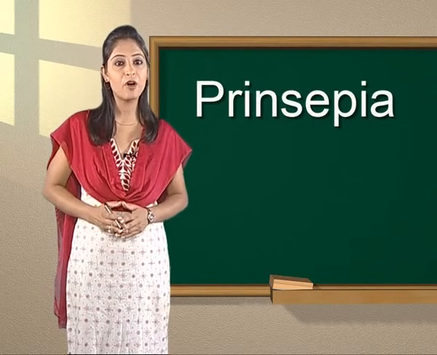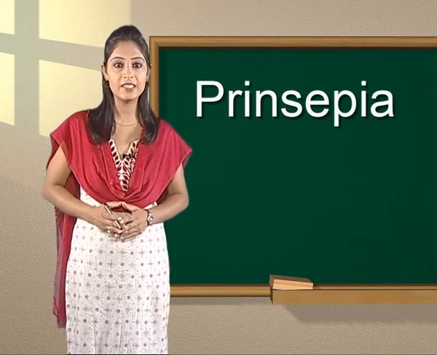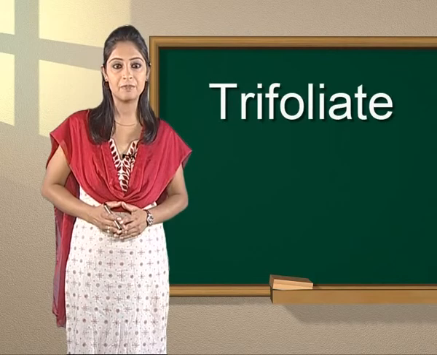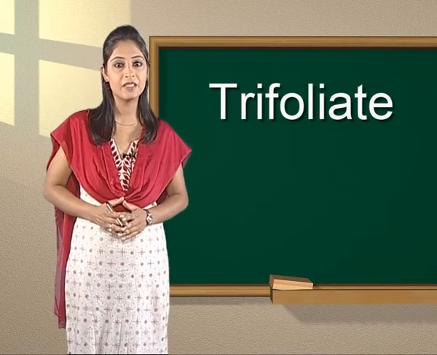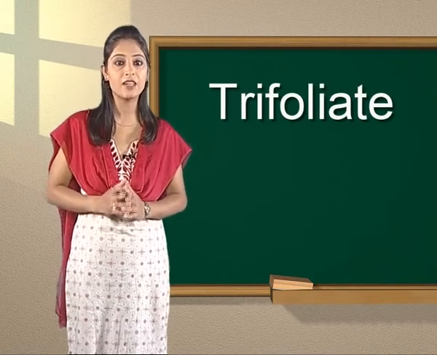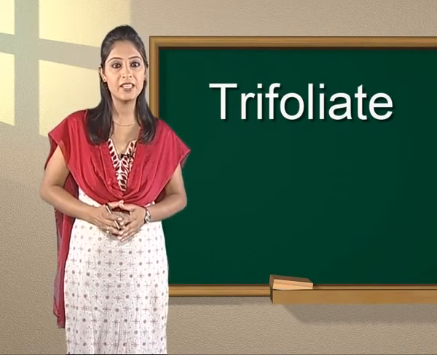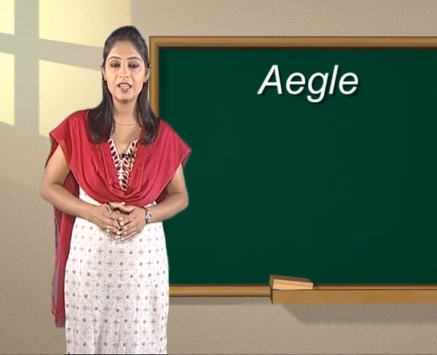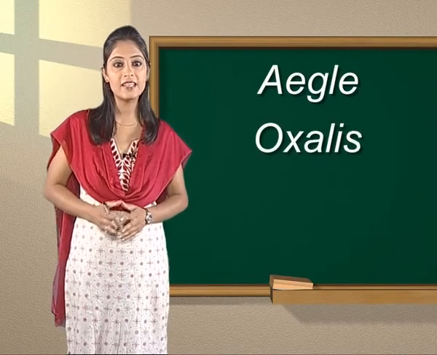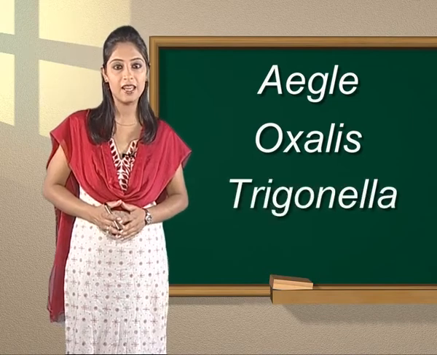The next type of palmate compound leaf is the trifoliate type. In this type, the leaf has three terminal leaflets. Trifoliate types of leaves are found in aegle, known as bael, oxalis, and trigonella.